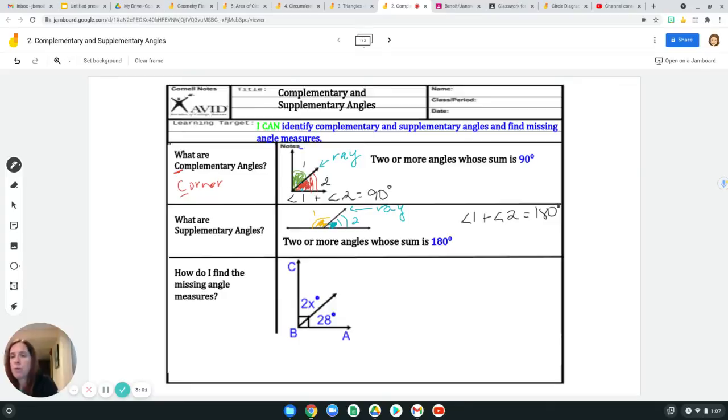Another hint for you here, supplementary starts with S, and so does a straight angle. Straight angle also starts with S, and we know a straight angle is 180. So the S is 180, the C is 90. Okay, now that we have those definitions in place, let's go ahead and find missing angle measures.